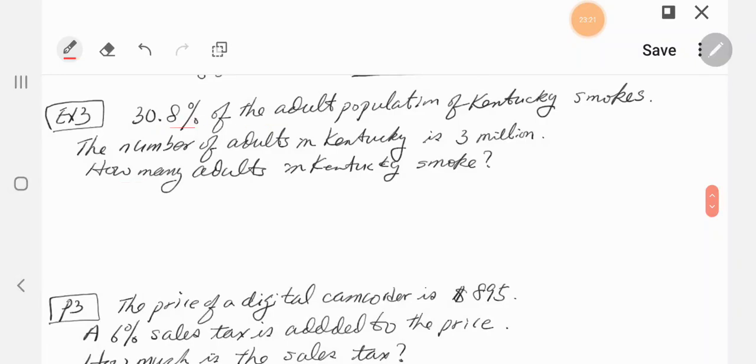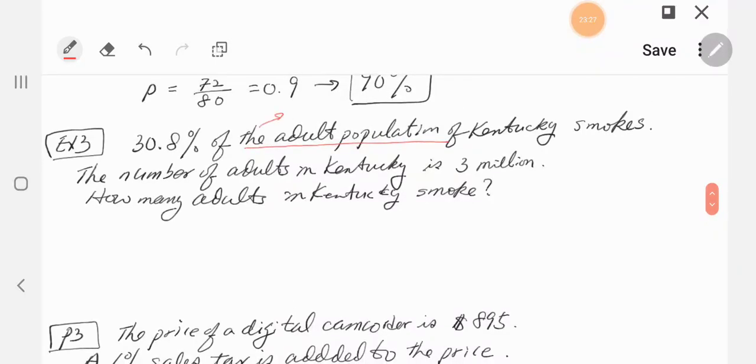So 30.8% of the adult population. So this is the base, right? So 30.8% of this smokes. So that's the amount. So we are looking for the amount. So percent times the base is equal to the amount. This is the amount.